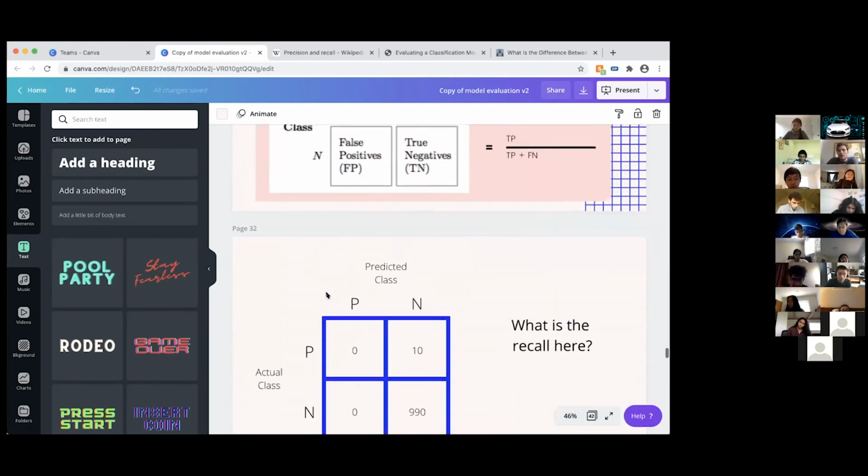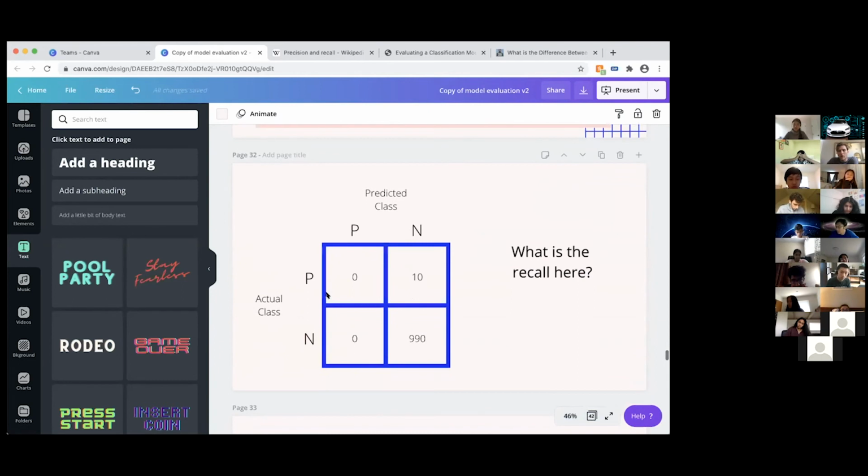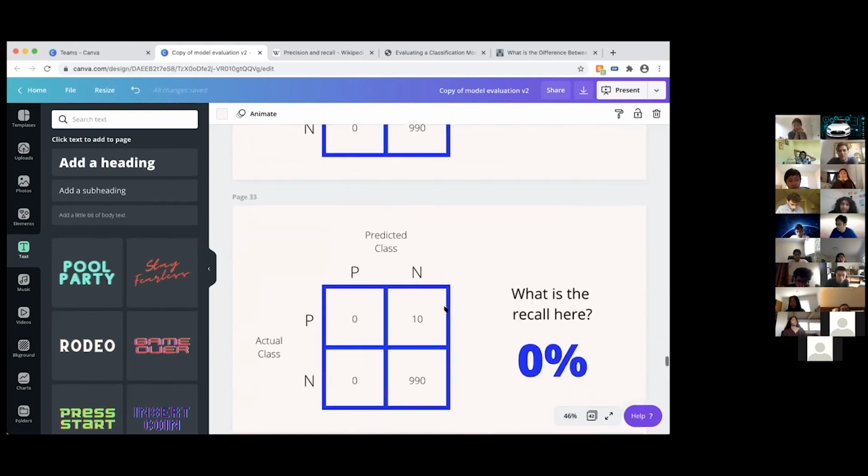So if we come back to this fraud example, what is the recall here? It's still 0, because we're doing this box, which is 0, divided by the sum of these 2 boxes, which is 10. 0 divided by 10 would be 0.